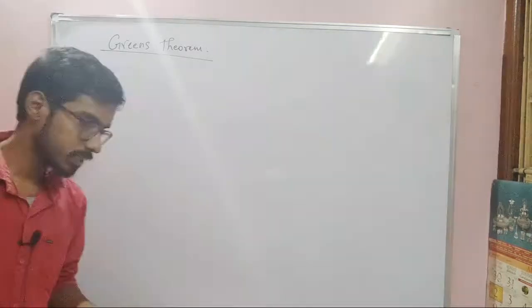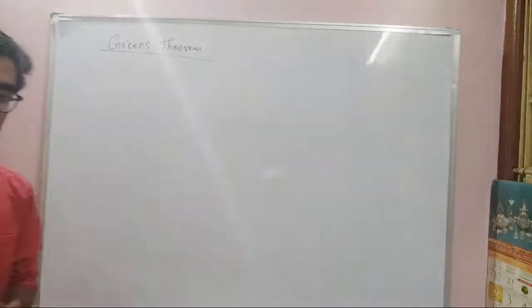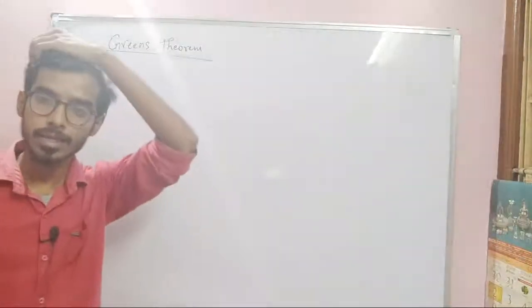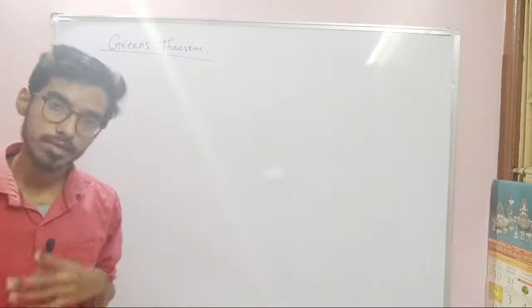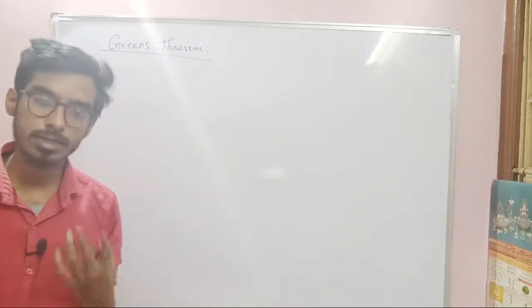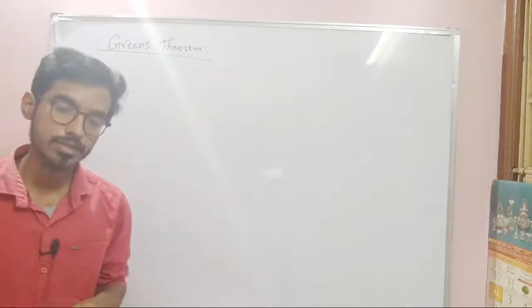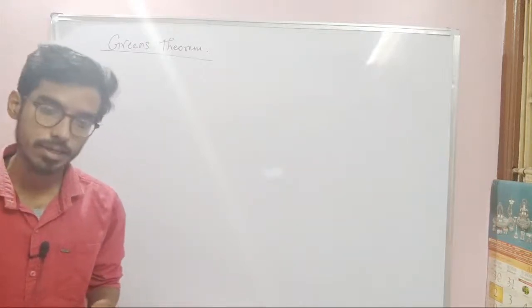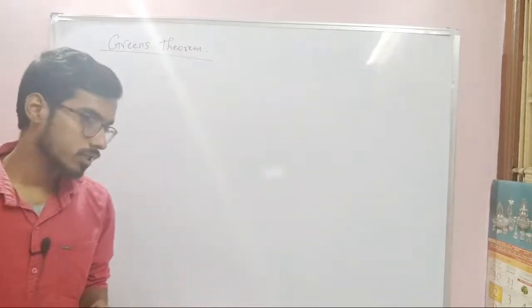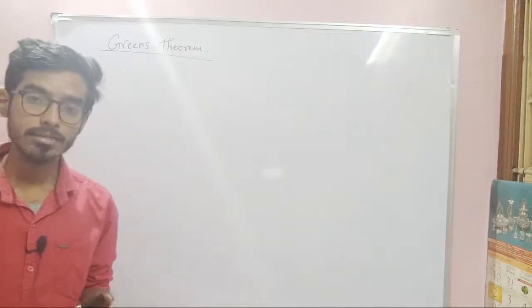So I'm going to start Green's theorem in this video. So far we have finished line integral. First we started with gradient, and then divergence, and then curl, and then we have seen some vector identities, and then we moved on to line integral. Now we are going to see what is meant by Green's theorem.